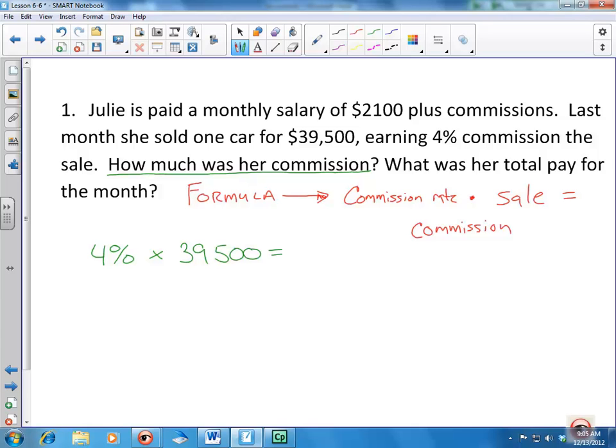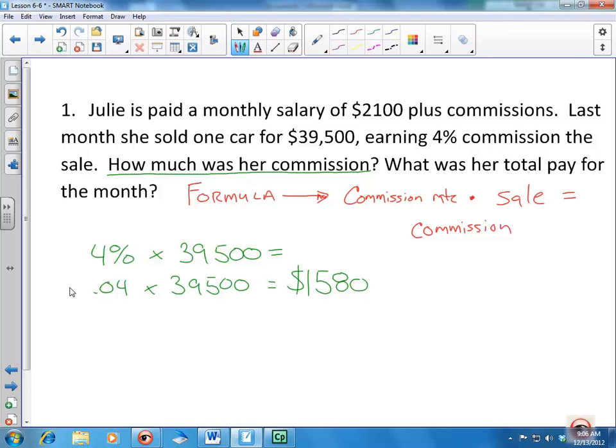Well, when we solve that, don't forget we have to change our percent to a decimal first. It'll be 0.04 times 39,500, which equals $1,580. So that means for selling that car, she got paid $1,580. Okay, that's her commission right there.